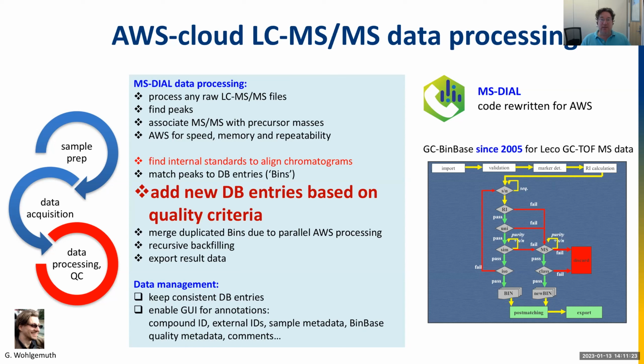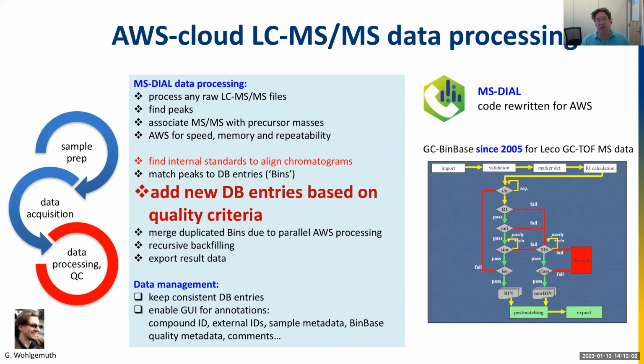So the LC-MS binbase worked on the same concept. And really important is we use Amazon Web Services for speed, memory, and repeatability. So we are not bound anymore by any clusters we have here at UC Davis or the memory that people would have on their workstation. We can process any type of LC-MS/MS file from any vendor using the original code of MS-DIAL that we have rewritten for cloud computing.